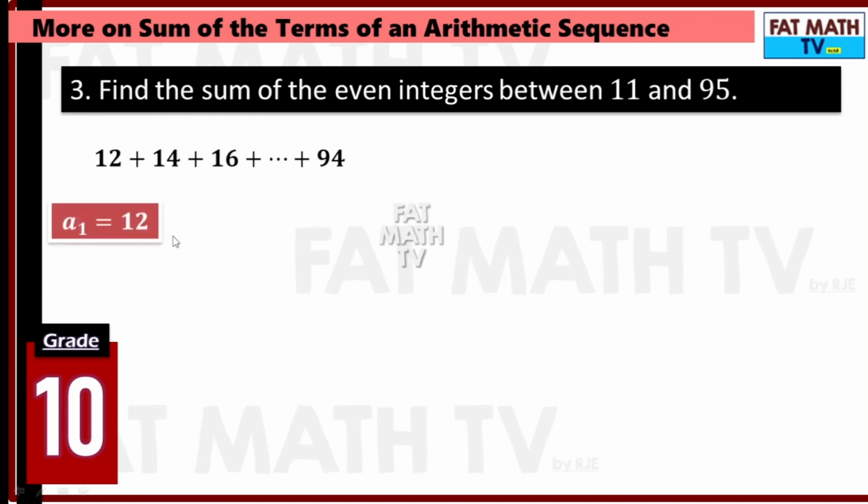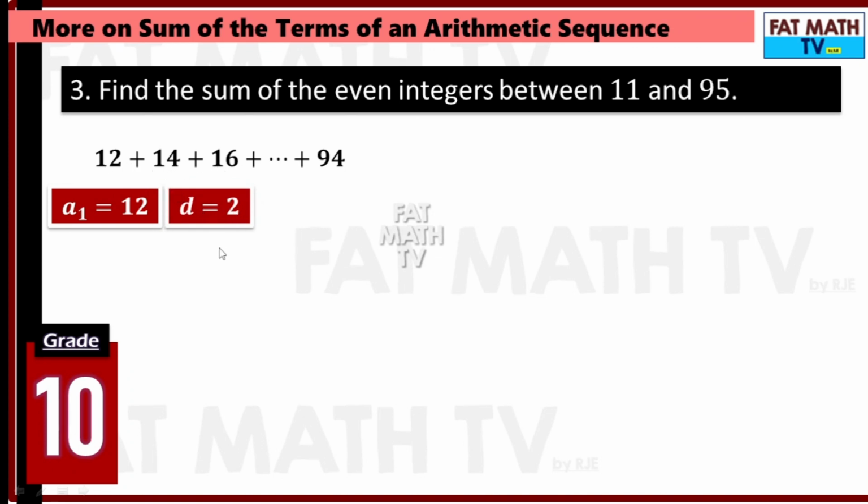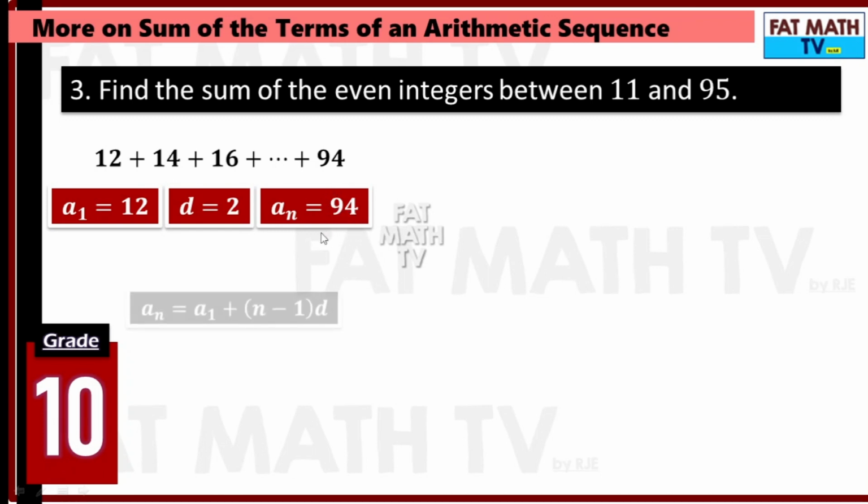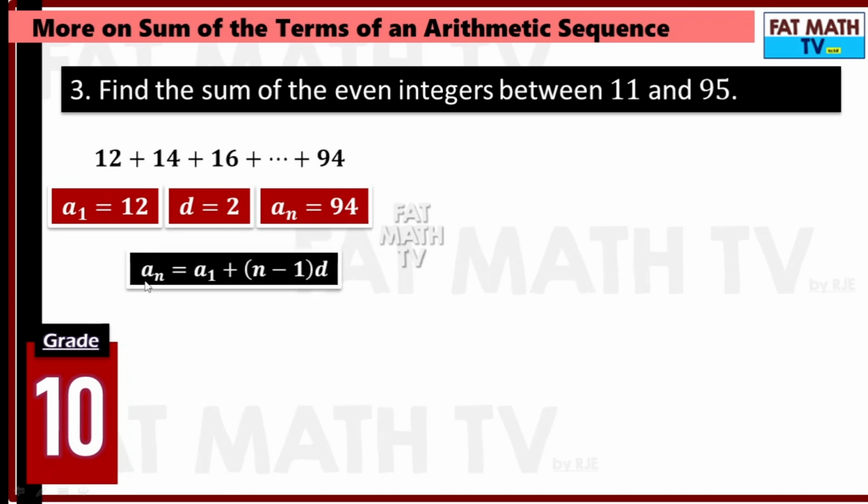So we will use the same process. A sub 1 here is 12. That's the first term. Common difference is 2. That's 14 minus 12 or 16 minus 14. A sub n, or the nth term, is 94. We need to identify which term this 94 is so that we will know n. So we will use this formula. A sub n equals a sub 1 plus n minus 1 times d. A sub n is 94. Replace that there. A sub 1 is 12. Copy n minus 1. D is 2.